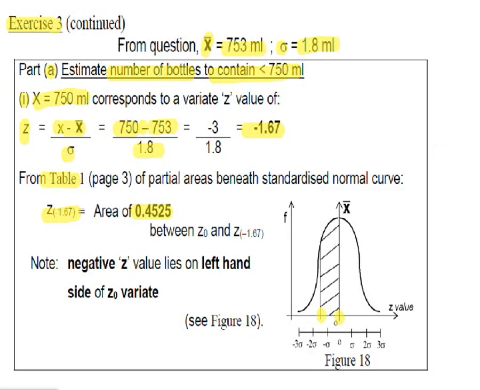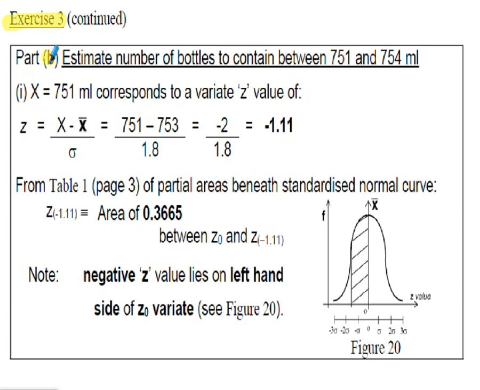So from our table, we've worked out the area between Z is equal to 0 and Z is equal to minus 1.67. So this shaded area here is the area we've worked out from our table.